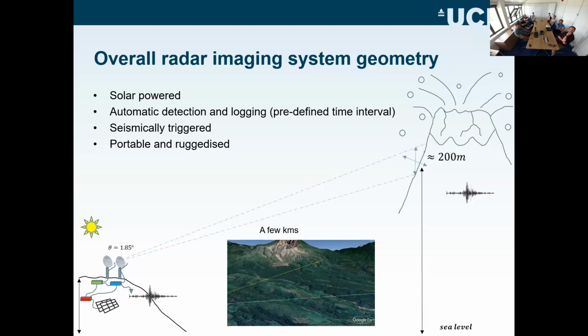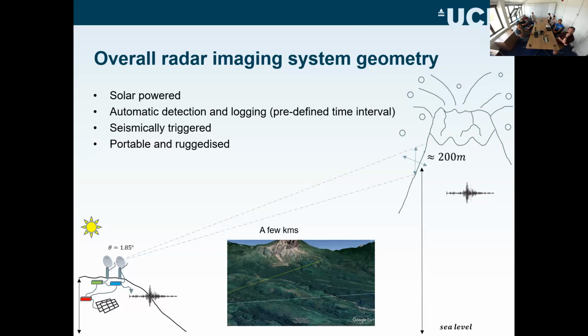There are three or four general requirements for the system. There's no power grid, so the system has to be powered by solar. Because of the power requirements, we can't have the system on all the time, so some sort of automatic detection and logging had to be put in place. For this, a seismic sensor is deployed, so the radar is seismically triggered. And because it's rough terrain, the radar has to withstand weather and other conditions, so a portable ruggedized system would be quite beneficial.